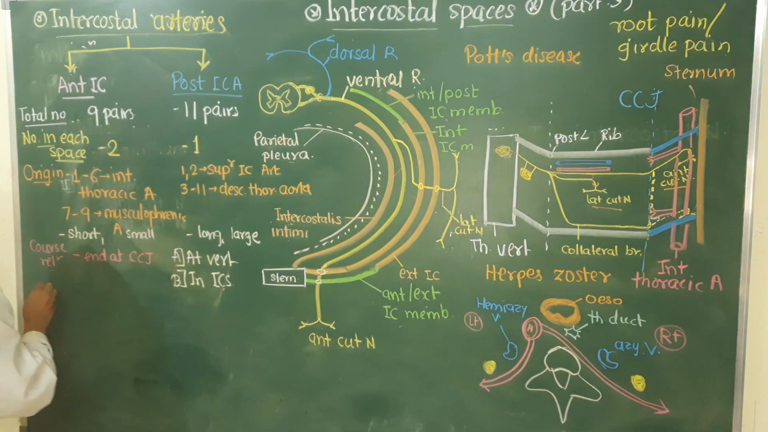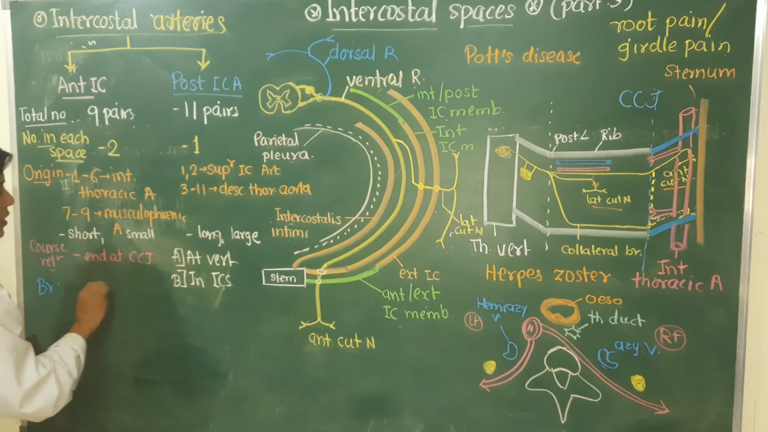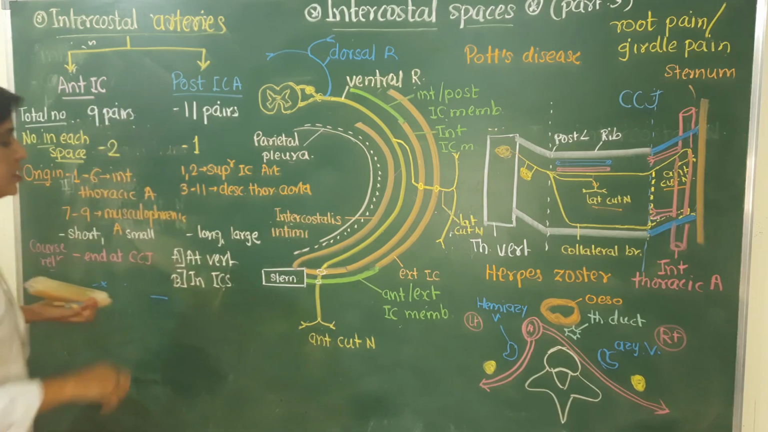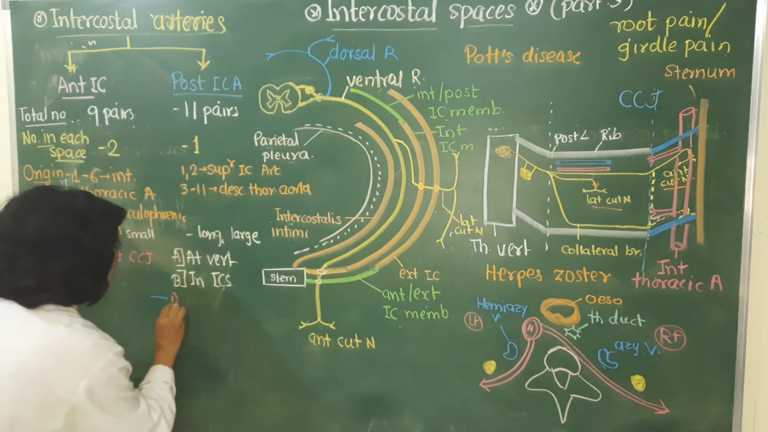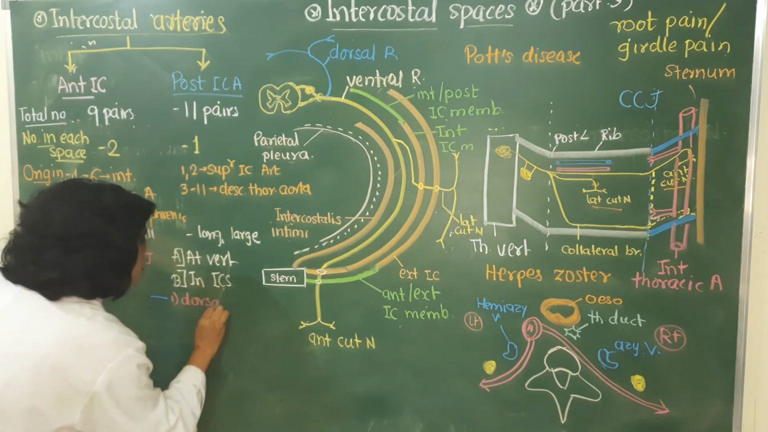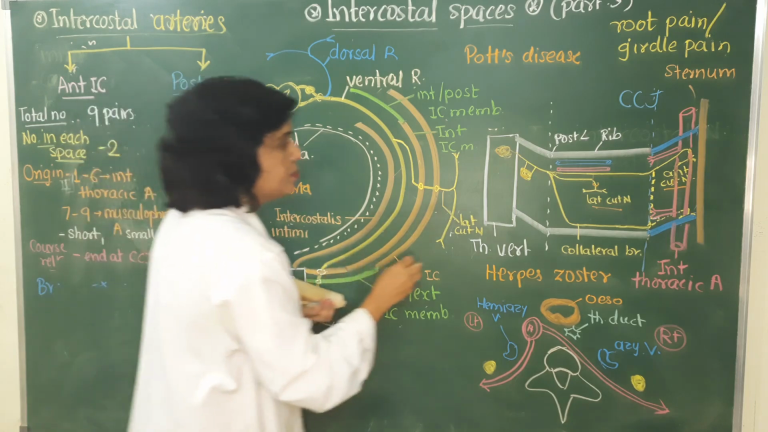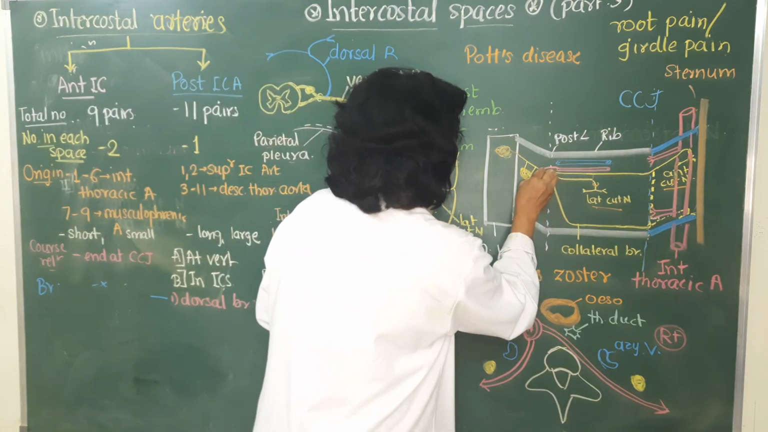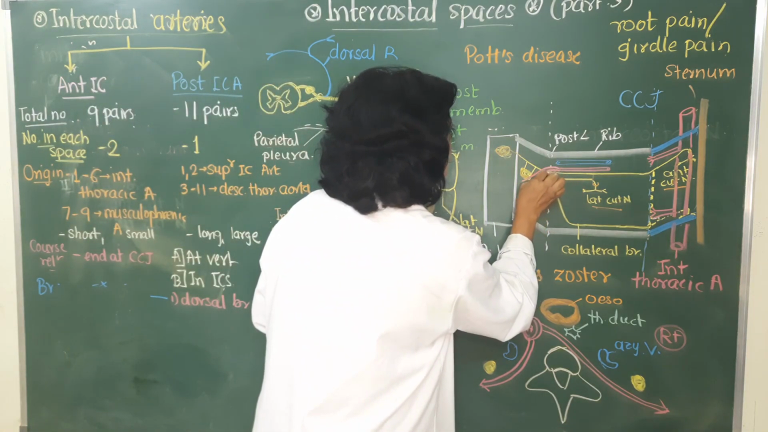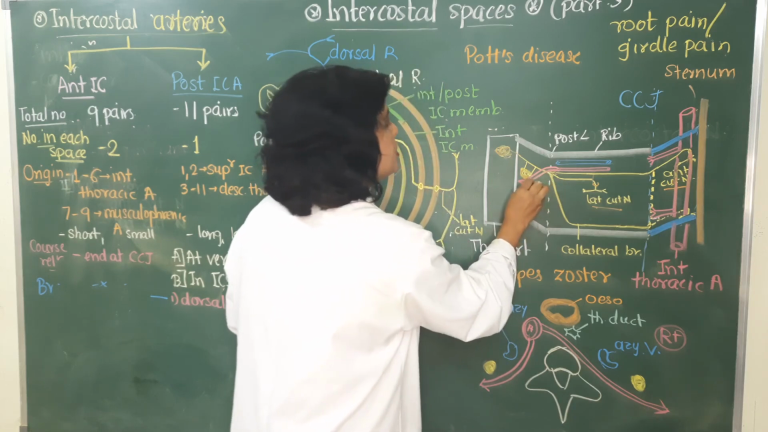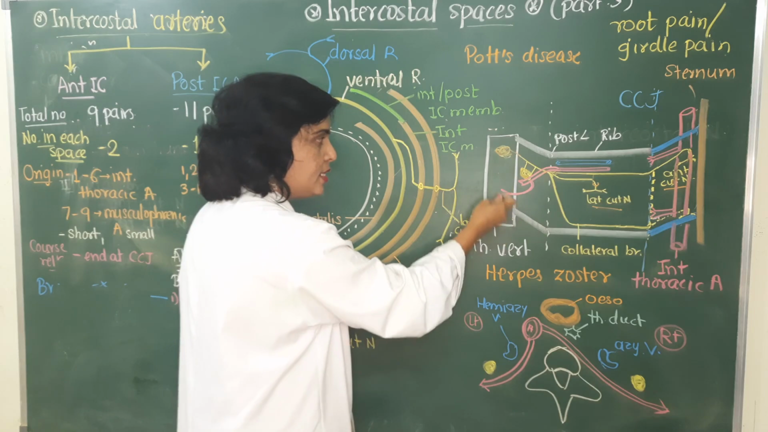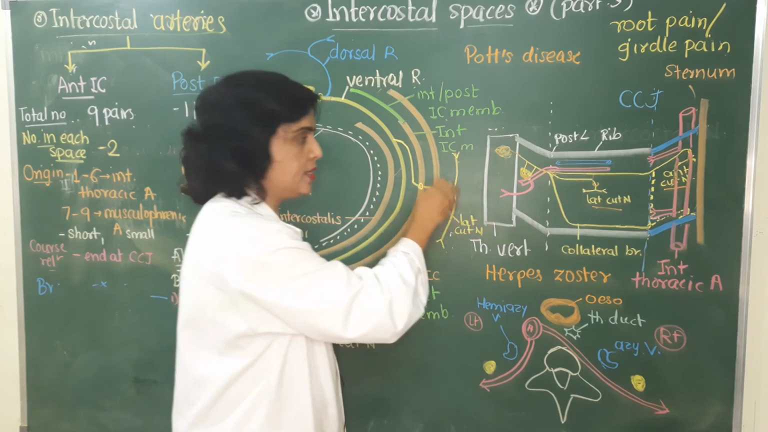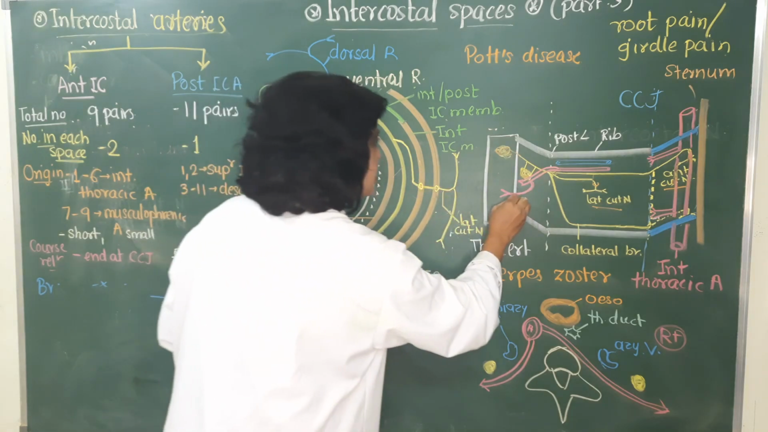Now coming to the branches, as such here you don't get any branches, but for the posterior intercostal arteries, yes, there are branches. First, there is a dorsal branch. Suppose this is the posterior intercostal artery. This posterior intercostal artery gives the dorsal branch which passes dorsally to supply the thoracic vertebra, spinal cord and the muscles and skin of the back. Okay, so this is the dorsal branch.